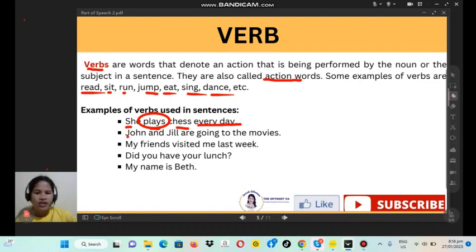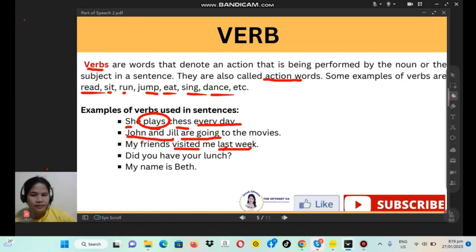The second is, Jack and Jill are going to the movies. So are going here is our verb, which is plural because we have 2 subjects. My friends visited me last week. So visited here is our verb and it is in the past tense, the past form of the verb, because it happened already last week.